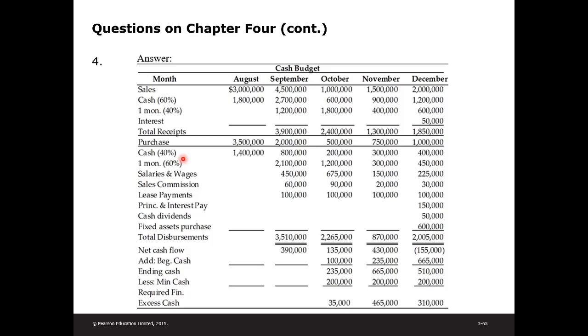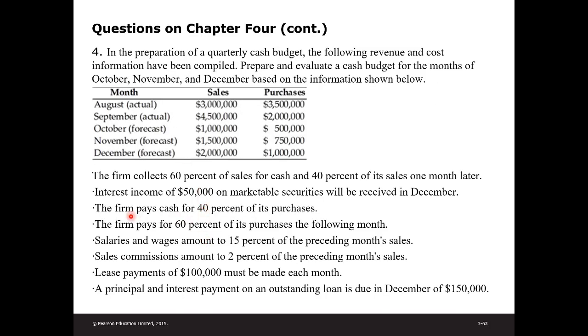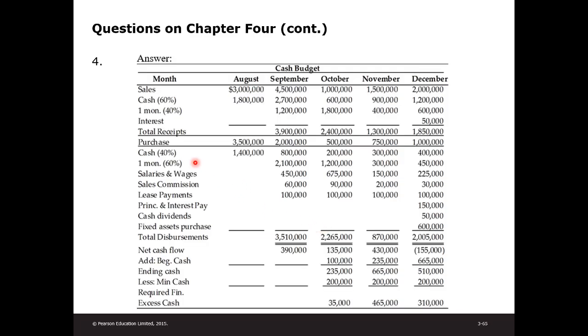The next thing, we will calculate the cash purchases for each month. We know that in the given information, the firm pays 40% in cash for its purchase, and the remaining 60% will be paid in the following month. So as you can see here, the cash purchase will only be 40% of the total purchase, so we will multiply 3,500,000 by 40% in order to come up with the cash purchase in August. And the next month we will calculate it by multiplying 40% by 2 million to come up with the 800,000 figure. Then we will calculate the cash purchase for October by multiplying $500,000 by 40%, which will give us $200,000, and so on for the remaining months.